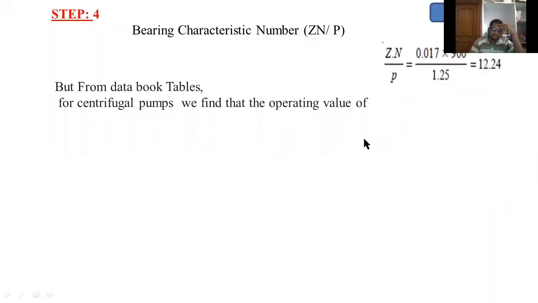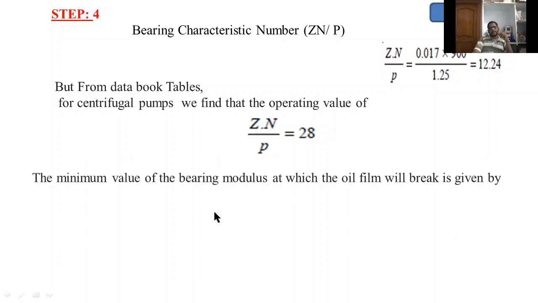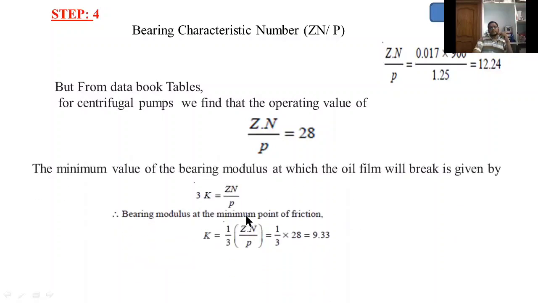So from the data handbook, Zn by P equal to 28. But from our values, the value of Zn by P equal to 12.24. You have to compare these two values for identifying the type of lubrication system. So the minimum value of the bearing modulus at which the oil film will break is given by 3K equal to Zn by P.